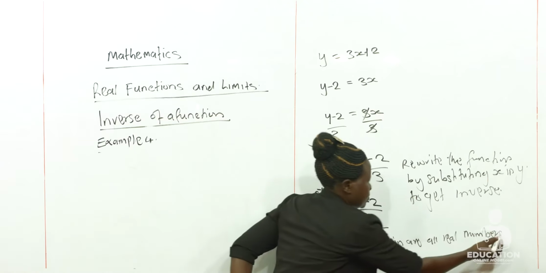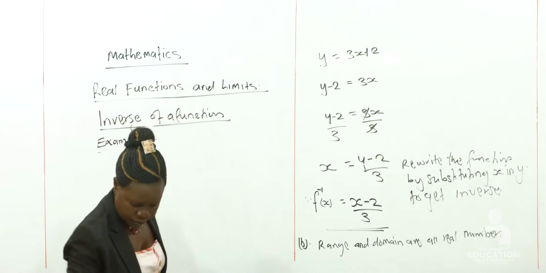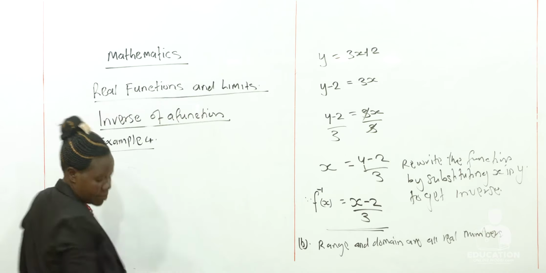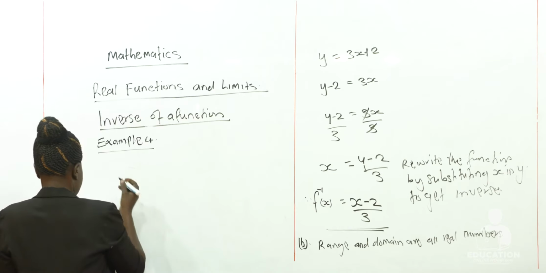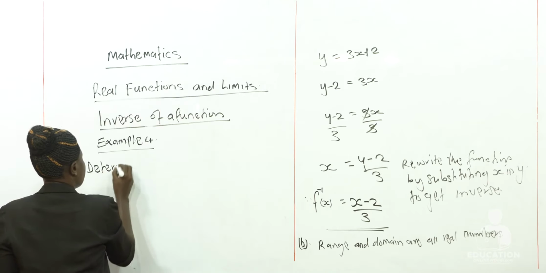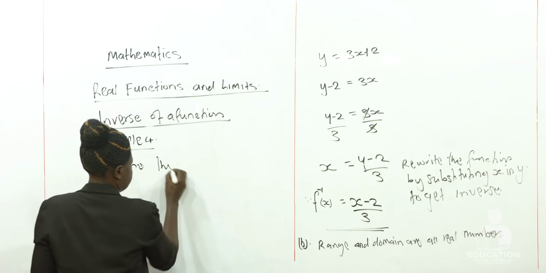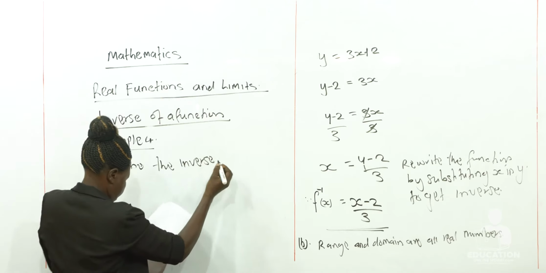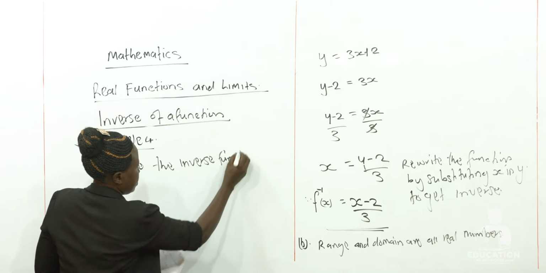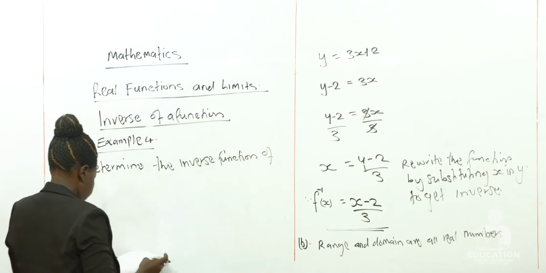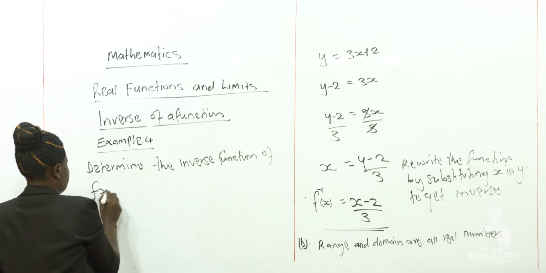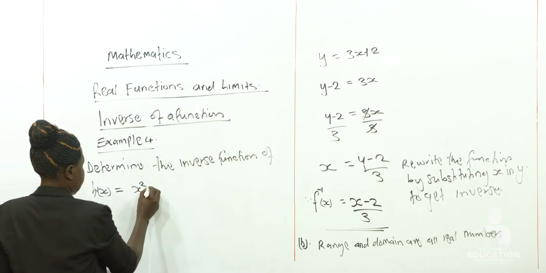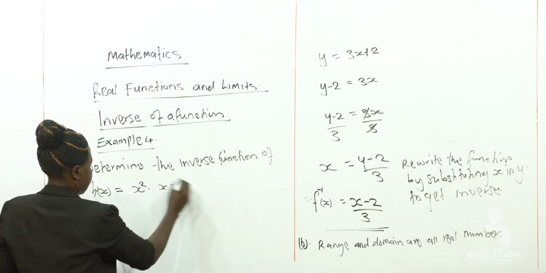All real numbers. That's how we completely comment on it. So when you look at example 4, it says: determine the inverse of the function h of x equals x squared, where x is greater than 0.